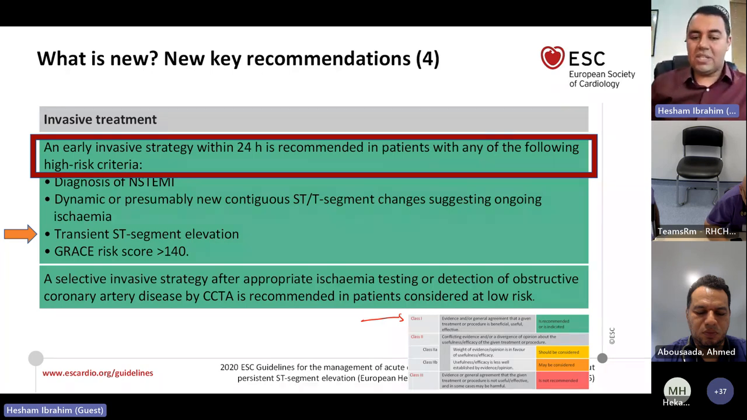So any patient with a transient ST elevation, they should go to the cath lab, but not right now, as long as it's transient and as long as the patient is symptom free. Then they can go to the cath lab now or any time between now and the next 24 hours.